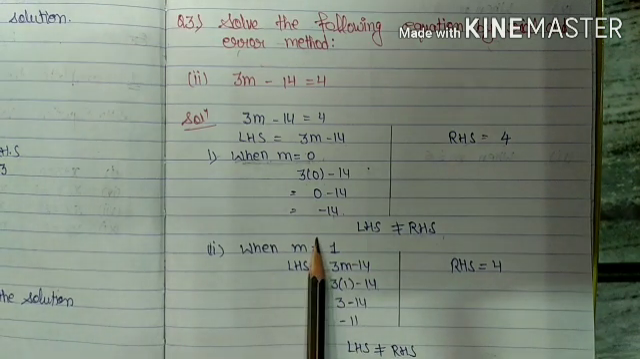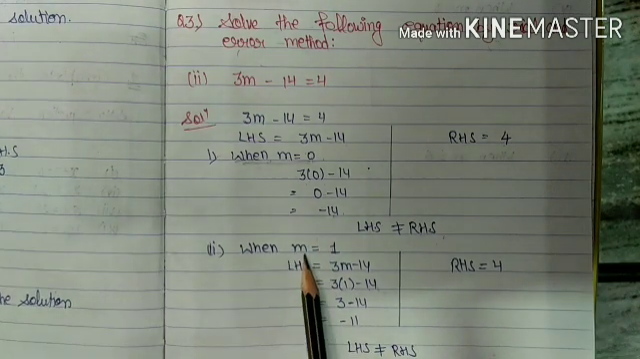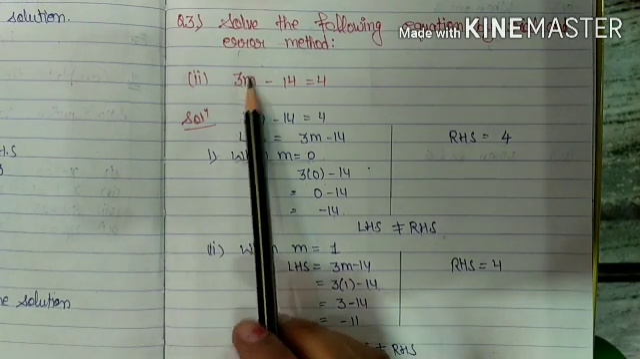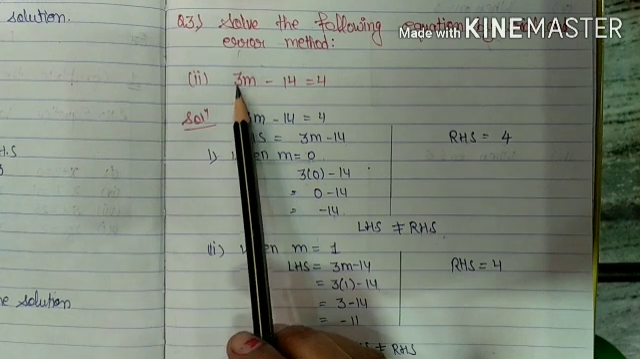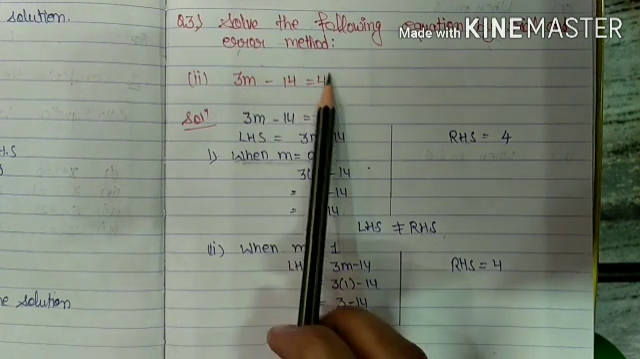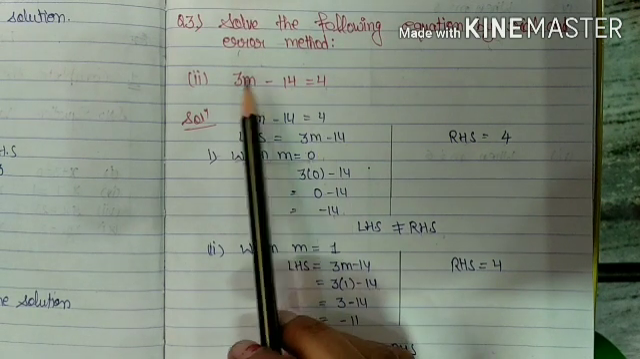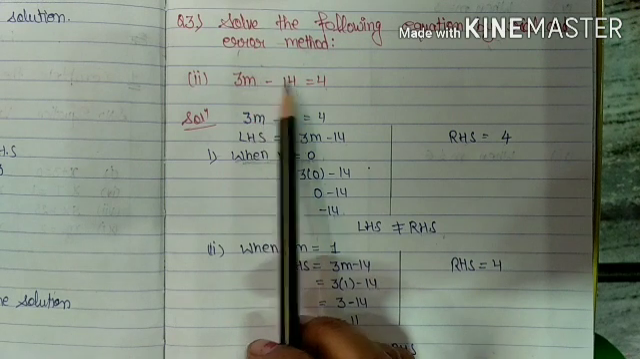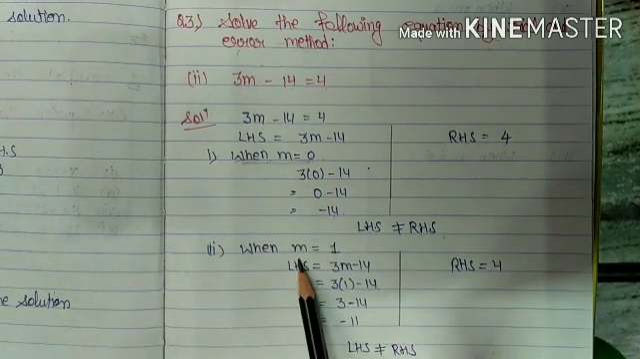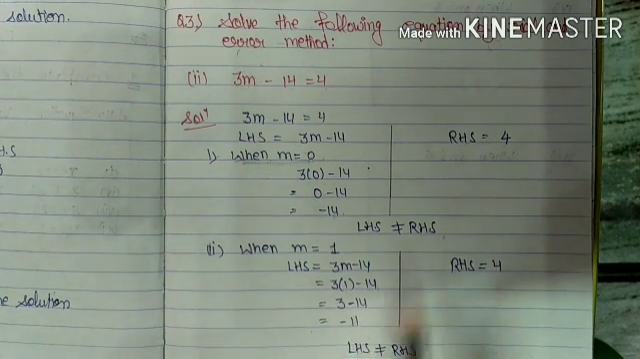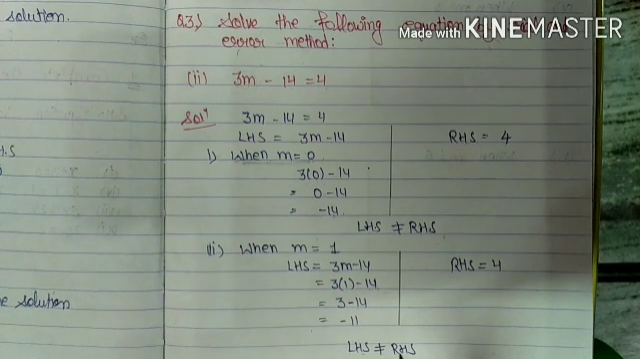Secondly, you can also think in your mind what the value should be, and observe what to multiply with 3 so that RHS will be equal to 4. Here if I am trying for 1, m equals 1, LHS is 3m minus 14. 3 ones are 3, minus 14 gives you minus 11. Again we are not getting equal, so I will write LHS is not equal to RHS.